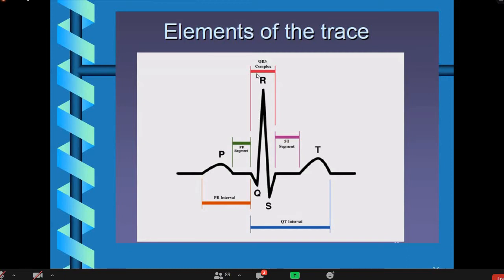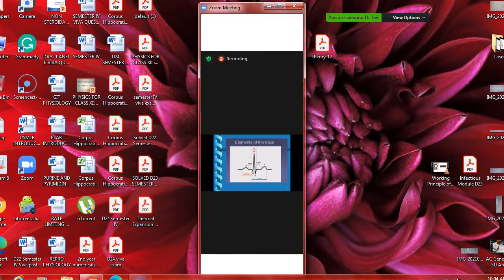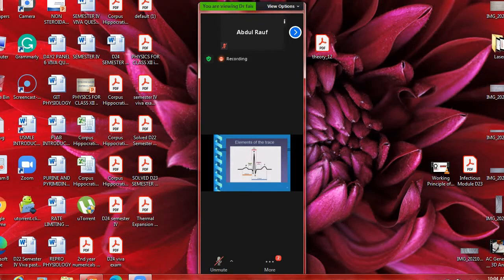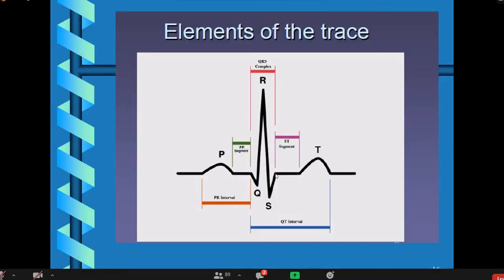And then where the R ends, the S wave starts. At the end of the R and before the T wave, this is called the ST segment, from S to the beginning of the T wave. We call this the ST segment.